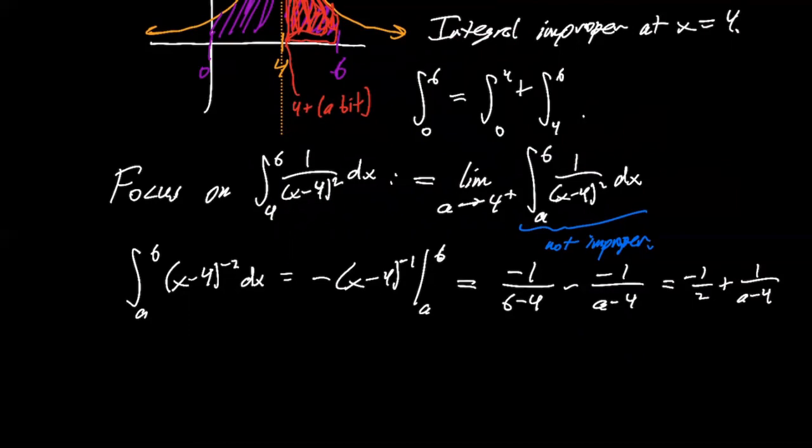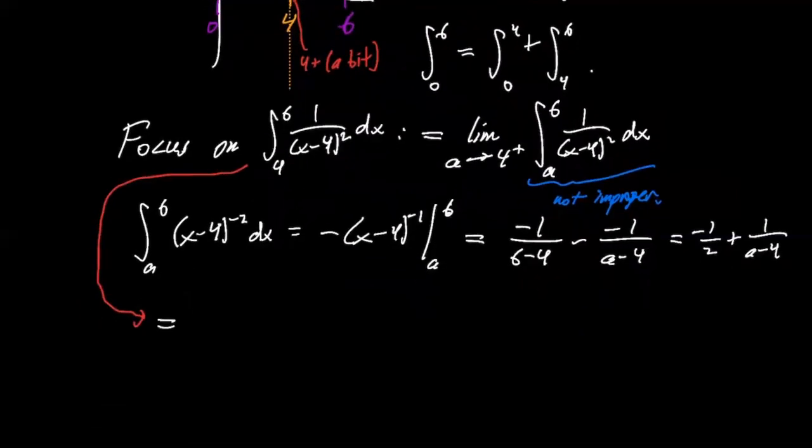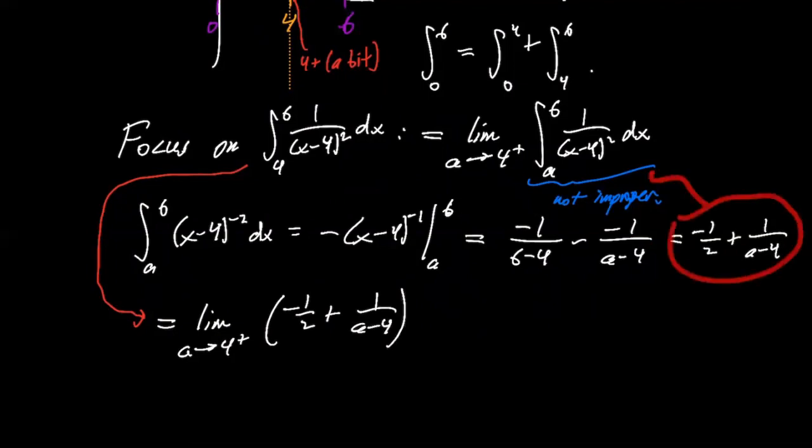And so then this integral up here equals the limit of that expression, the limit as a goes to 4 from the right of negative 1/2 plus 1 over (a minus 4), right? I'm just plugging this in for this right here. But now look what happens. If you plug in numbers slightly larger than 4 for a right here, then you get very small positive numbers.